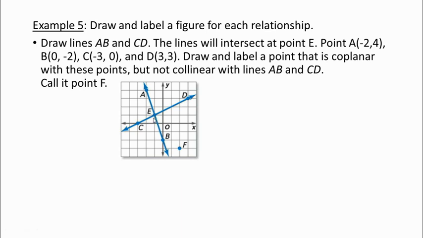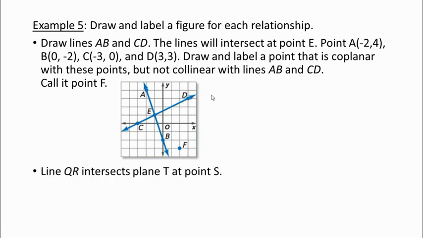Then the additional instructions are to draw and label a point that is coplanar, meaning somewhere on this grid, it's coplanar with all these points, but not collinear. So point F can be anywhere in this white space, just nowhere on the blue lines, okay?